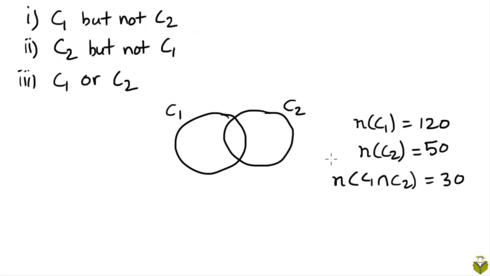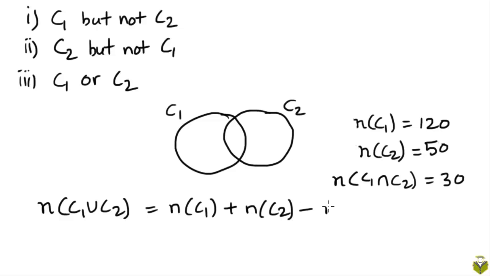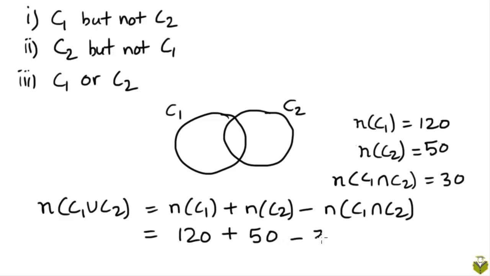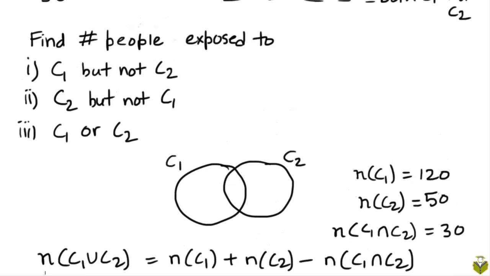Now given this information, we should be able to easily figure out what N of C1 union C2 is, because that follows directly from the formula N of C1 plus N of C2 minus N of C1 intersection C2. That would be 120 plus 50 minus 30, which would be 140. So 140 people were exposed to either one of these two chemicals. Now this value is what's asked in the third part. So this value is 140.